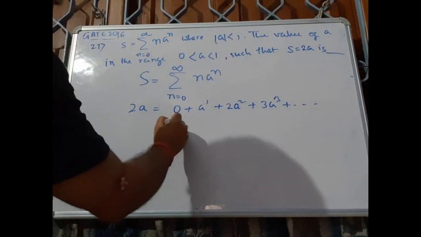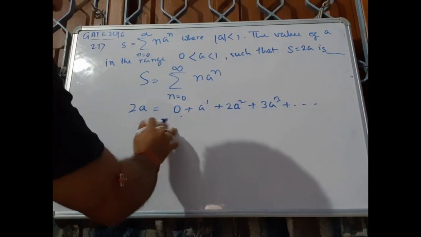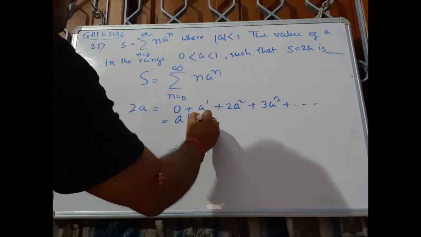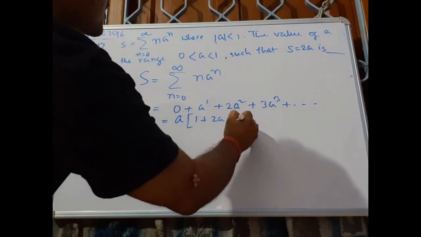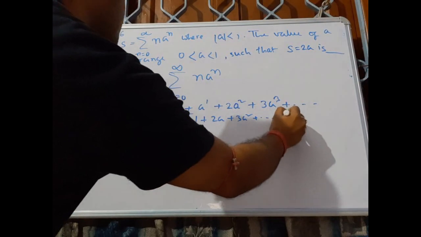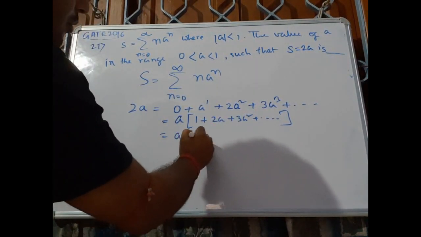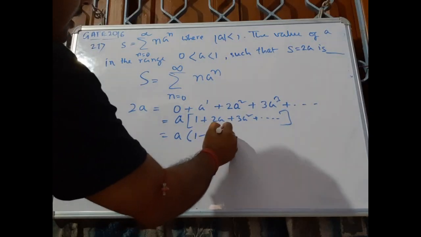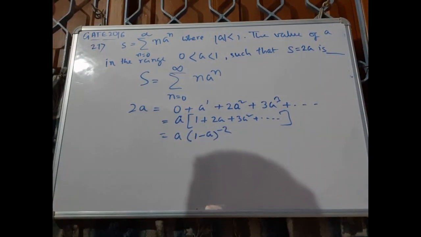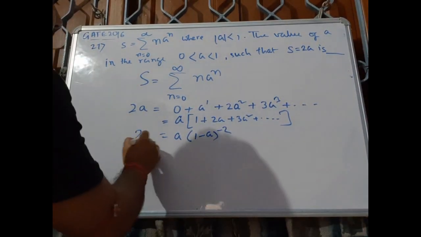Now if I take a common, we have a(1 + 2a + 3a² + ...). Now this is the formula for (1 - a)^-2. Now this is equal to 2a.